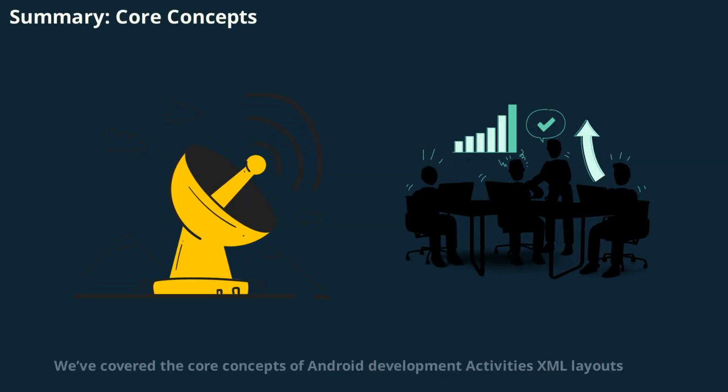We've covered the core concepts of Android development: activities, XML layouts, intents, ViewBinding, RecyclerView, the manifest file, fragments, data passing, and permissions. Each of these plays a vital role in building robust and user-friendly Android apps. Mastering these basics sets the stage for more advanced development.